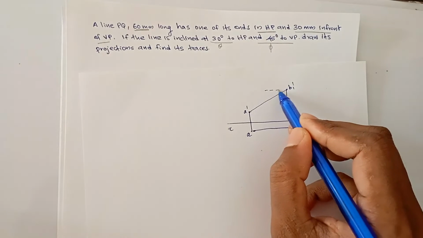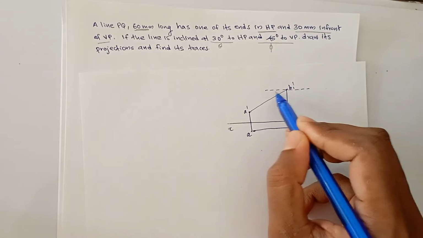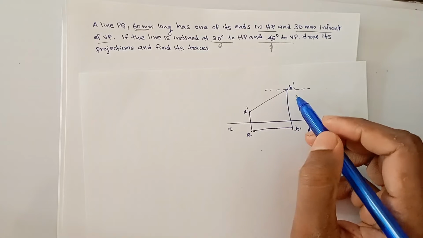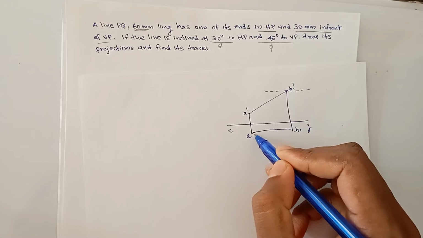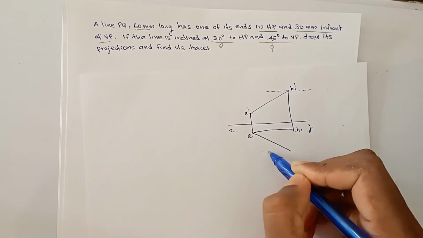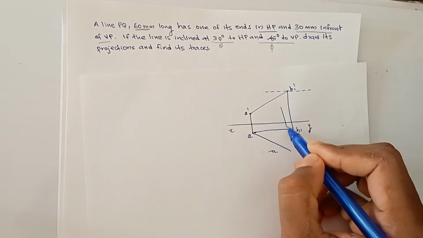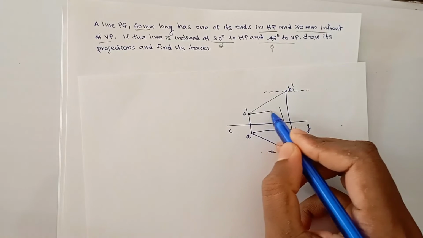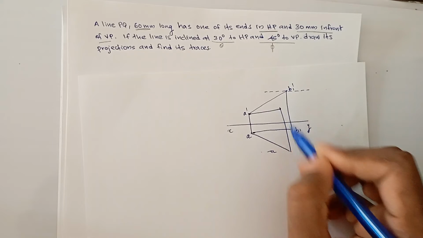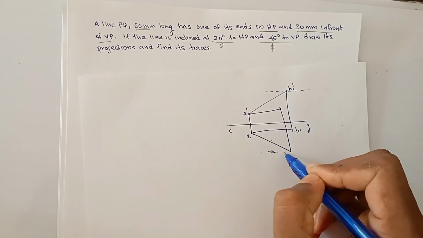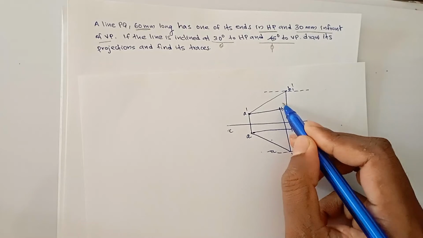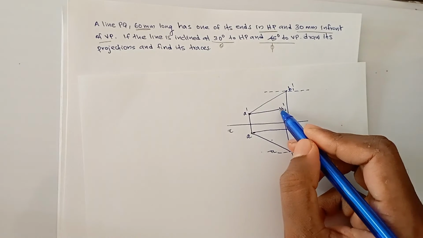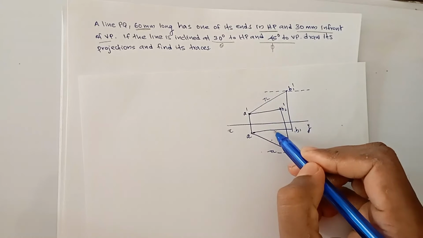So you got the location line. And the next step is you have to make the line parallel to HP and inclined to VP, and the top view will be in true length, and you will get the front view in reduced length. So this is the true length, and we got the location line. This is B2 and this is B2 dash. This is true length, this is reduced length.